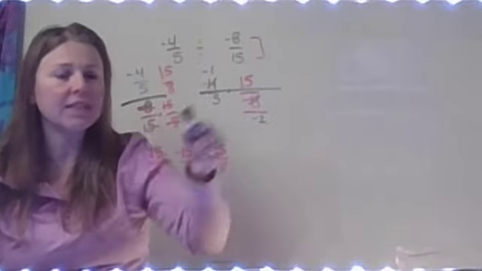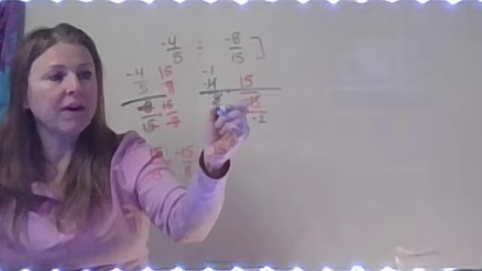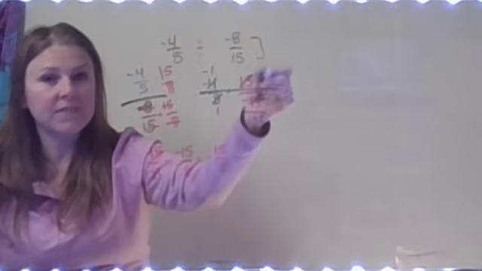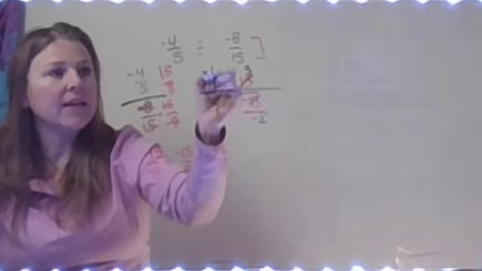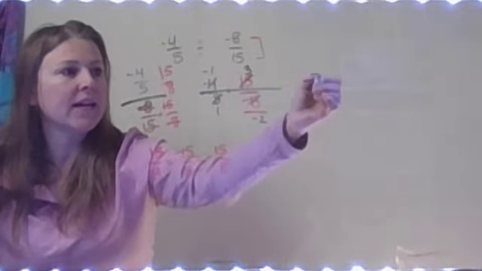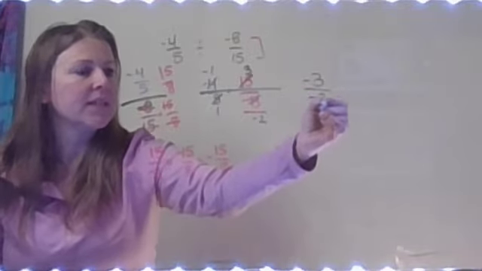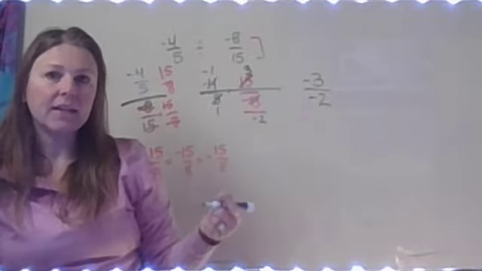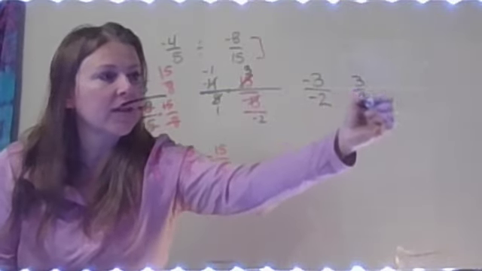And then the 15 and the 5, they both have a 5 in common. So 5 out of 5 is just 1. And 15 is 3 times 5. So this is 3. So now we have -1 times 3. That's -3. Over 1 times -2, that's -2. Now, a negative over a negative is a positive, so this answer is just 3/2.